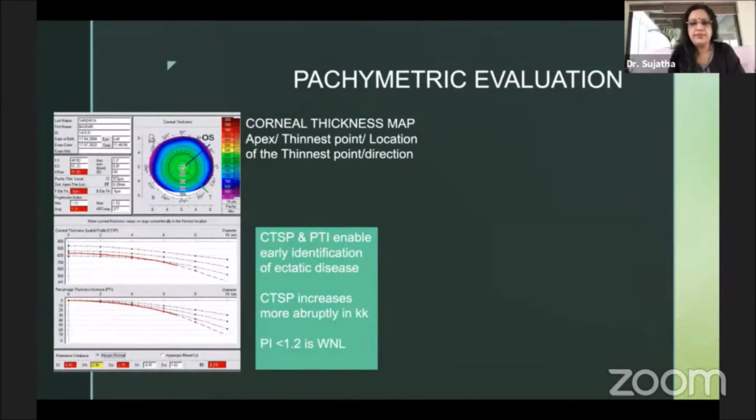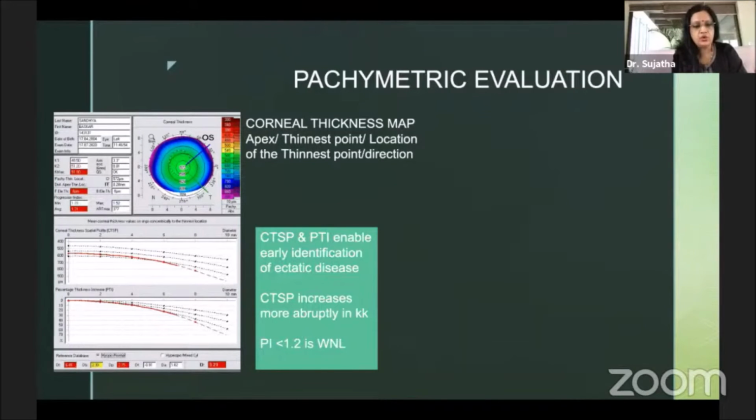So next is the pachymetric evaluation map. You can see that the corneal thickness is shown at the apex, the thinnest point, and the location of the thinnest point is also seen. And also you can see these two graphs which represent the corneal thickness spatial profile, which enables early identification of an ectatic disease.